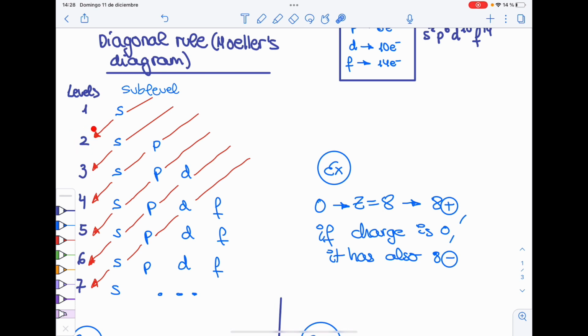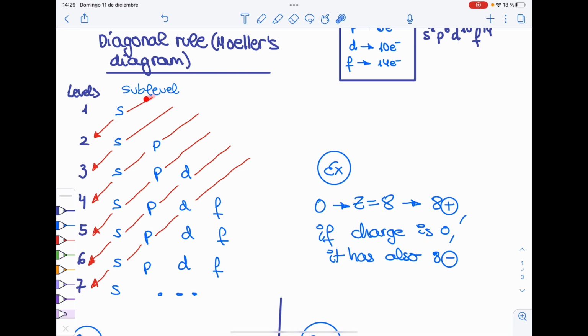On the second level we have 2 sublevels, S and P. On level 3 we have 3 sublevels, S, P, and D. On level 4 we have 4 sublevels, S, P, D, and F. On level 5 we have also 4 sublevels, S, P, D, and F. And then on the next levels we always have 4 sublevels, which is the maximum.